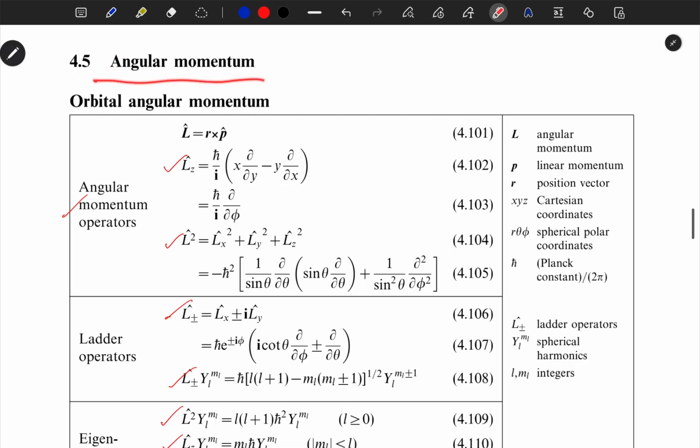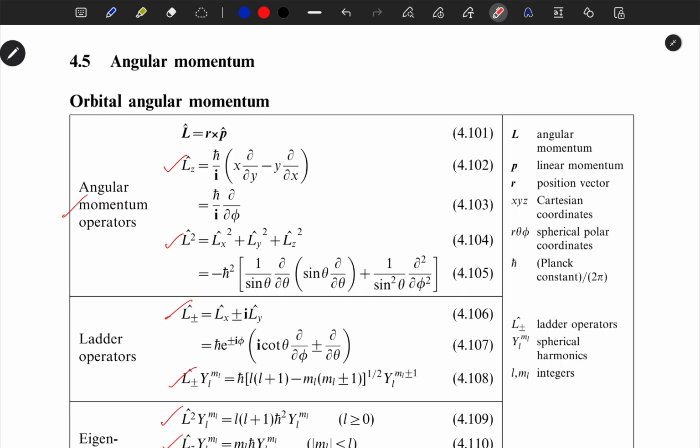Now angular momentum: L equals r cross p. Lz can be written as ħ by i times (x ∂/∂y minus y ∂/∂x), or ħ by i ∂/∂φ. So L² will be Lx² plus Ly² plus Lz². The ladder operator L plus-minus equals Lx plus or minus i Ly.